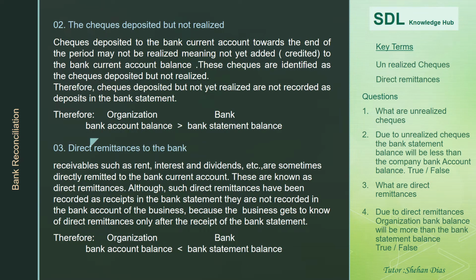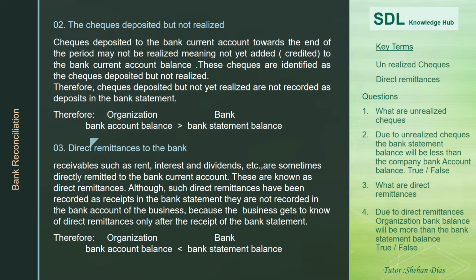If you look at the next transaction, checks deposited but not realized. When checks are deposited, the bank account will record the transaction, but since it is not yet realized in the bank current account, it will not be recorded in the bank statement. Therefore, the organization's bank account balance will be higher than the bank statement balance of the bank.